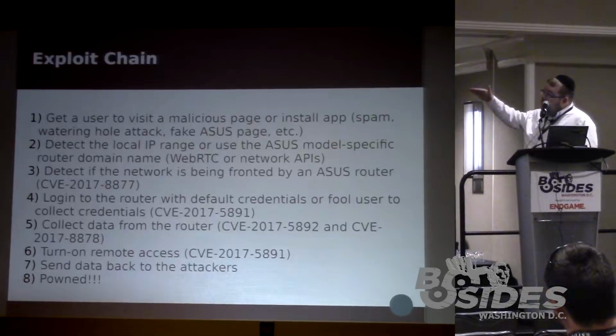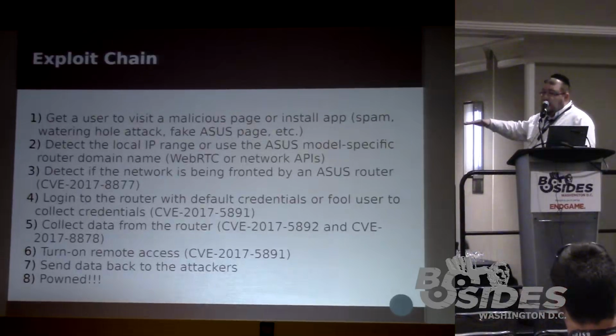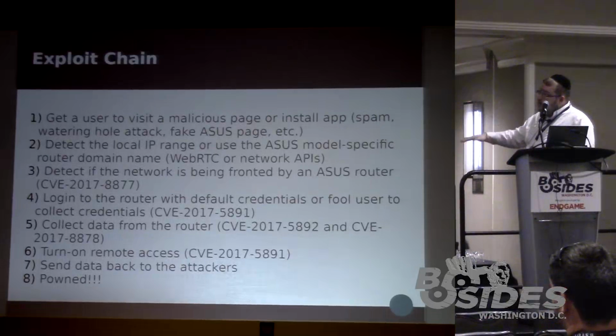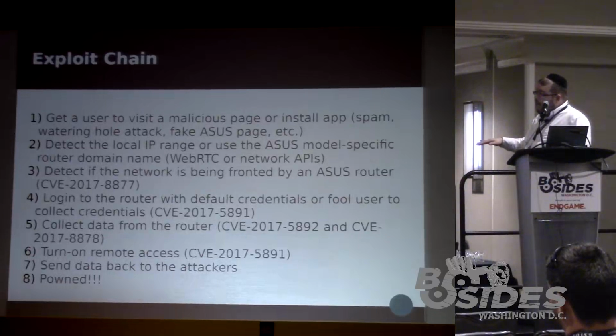is you get them to visit the malicious page, detect the IP range through WebRTC, figure out if, step 3, they have an ASUS router, log in through CSRF. Number 5, you could collect the data if you want to. It might not be helpful to anyone. You could choose not to. Number 6, you do remote access or change the settings or firmware, whatever it is that you want to do, actual malicious activity, and then you're basically done.